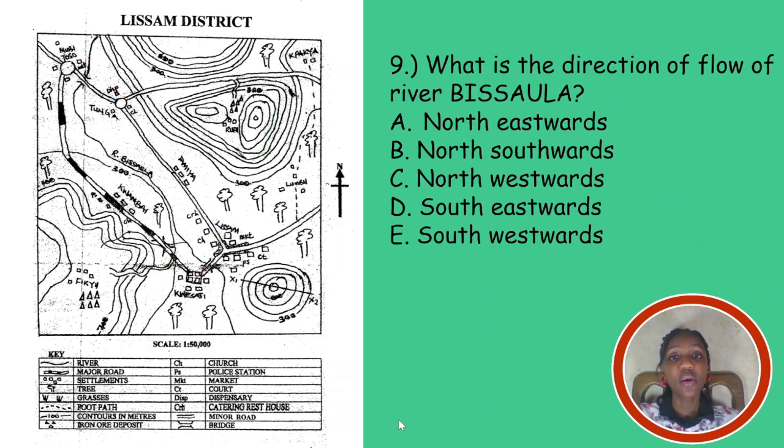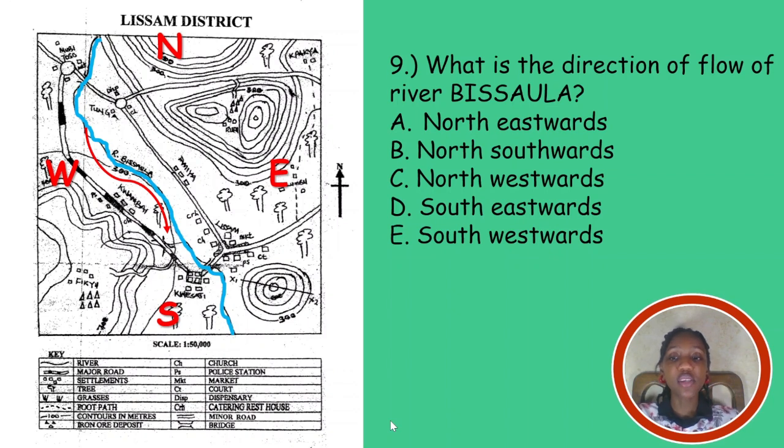Now, question 9. What is the direction of flow of River Bisola? First, let's identify the river. Then let's place our cardinal points. Now, rivers always flow from highland to lower elevations, and if we look towards the top of our map, the River Bisola seems to be originating from the ridge and flowing towards the lower plains where we have the settlements. So if I draw an arrow, it would point downwards, that is towards the south.